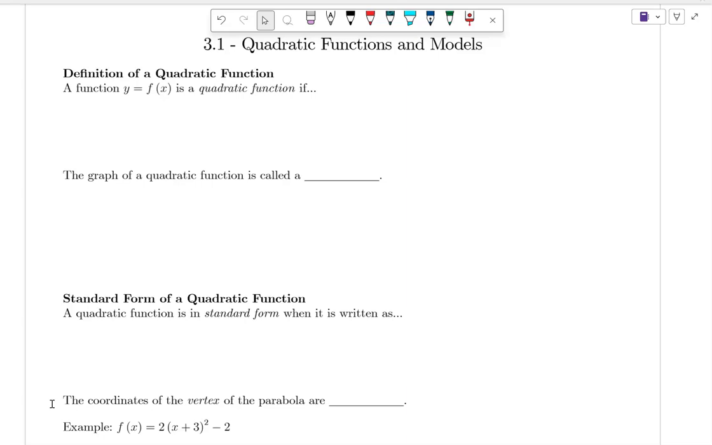So, now we are going to define a quadratic function. A function y equals f of x is a quadratic function if, do you guys know what a quadratic function is? Anybody know? Okay, that is okay. A quadratic function is a polynomial function of degree 2.